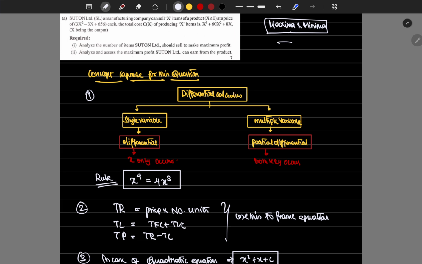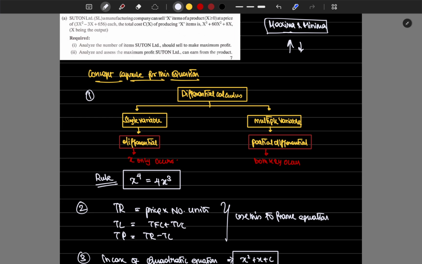Every organization's goal is maximizing profits and minimizing costs. In this chapter we will study how to do maximization of profit and minimization of cost using the differential calculus method. What is differential calculus? Differential calculus involves dependent and independent variables.